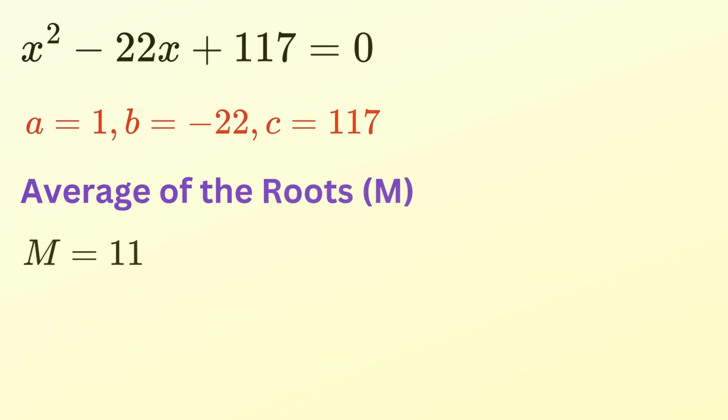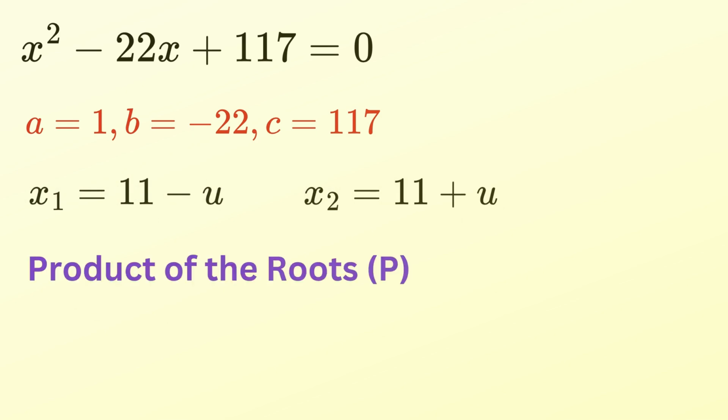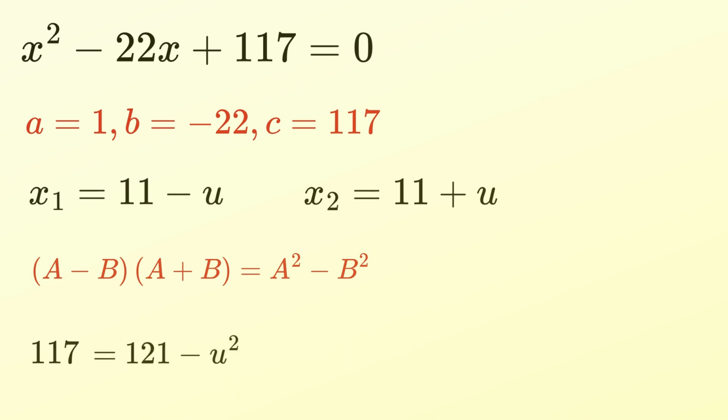Now let one of the roots of this equation be 11 minus u, and the other root be 11 plus u. Now, here comes the magic. We also know that the product of the roots equals c over a, right? So in this case, it will be 117. But it is also equal to 11 minus u, times 11 plus u. This is of the form a minus b times a plus b, which equals a square minus b square. So this equals 11 square minus u square, or 121 minus u square, and this equals 117.